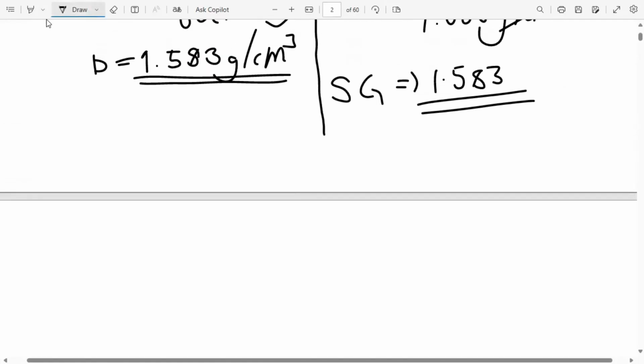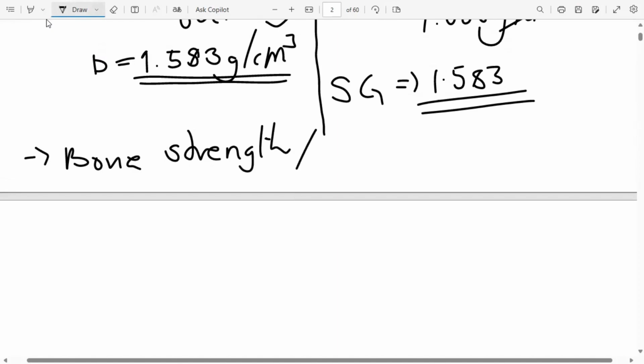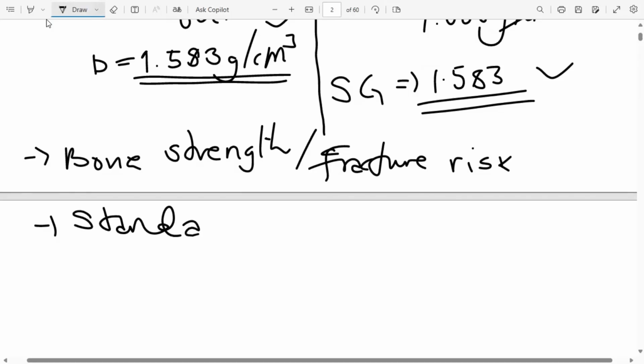So I can say it helps us to assess bone strength and fracture risk. Another point we can talk about is that we already know the specific gravity is dimensionless here. And this also allows the direct comparison of bone density measurements, regardless of the units of measurement that you've used. So that's also one of the importances of specific gravity, which we can just call standardization. So it also helps us in standardization.